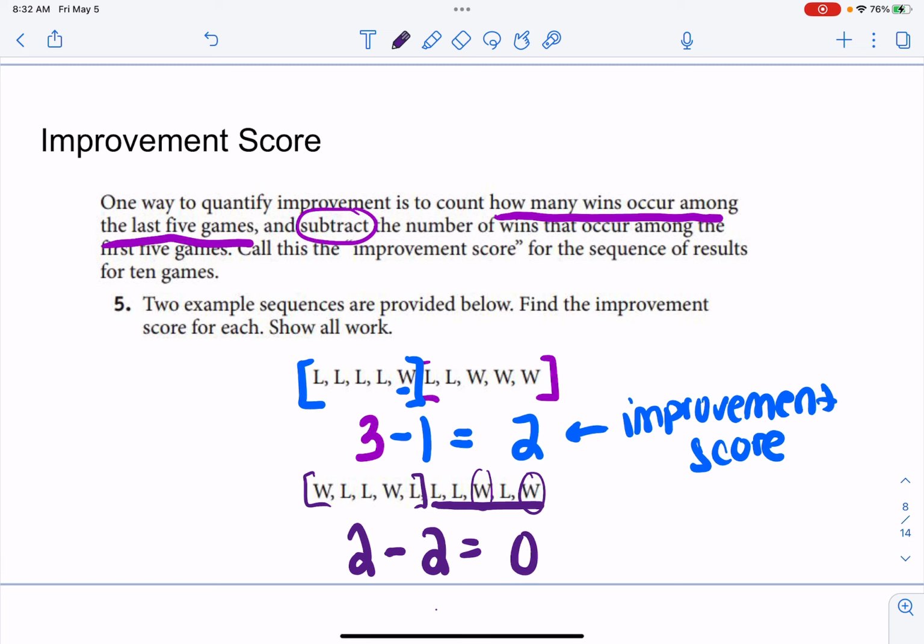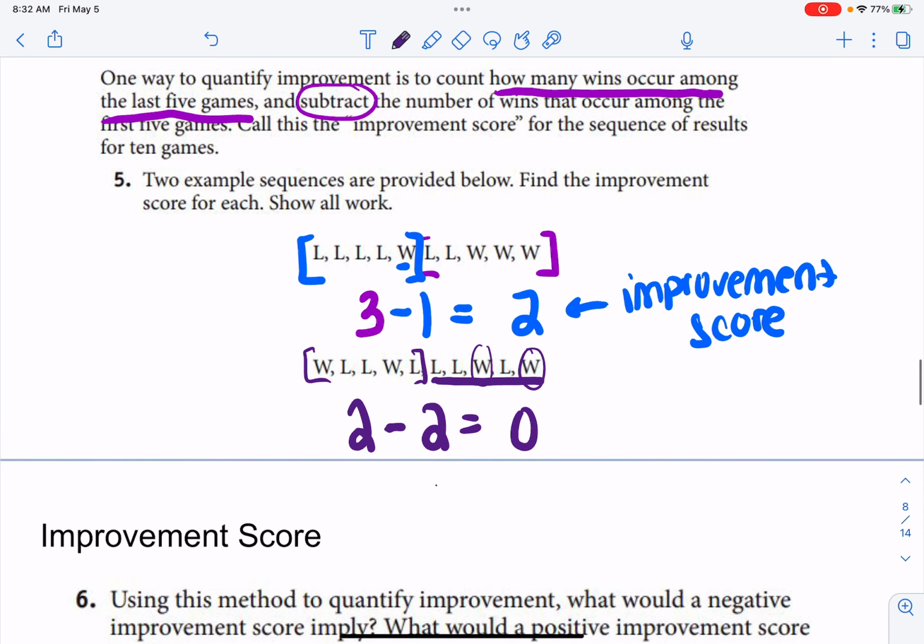Now, why do you guys think we start with the last games? Think about it in this way. If we were looking at the last 5 games, that's where we're wanting to see more wins than losses. That's why we start with it. We subtract it from the first 5 games because that's where we started. So it's the end minus the start, and that'll give you your improvement score.